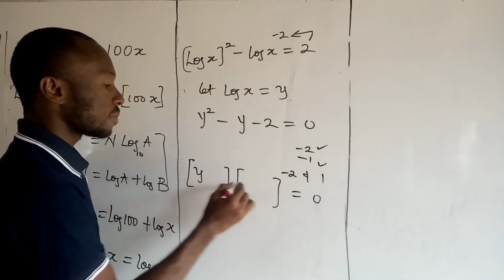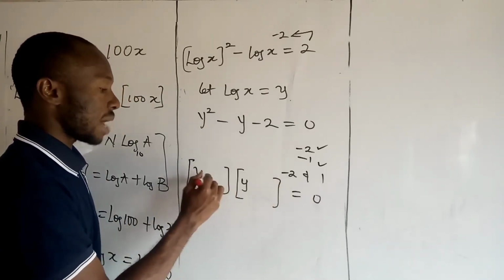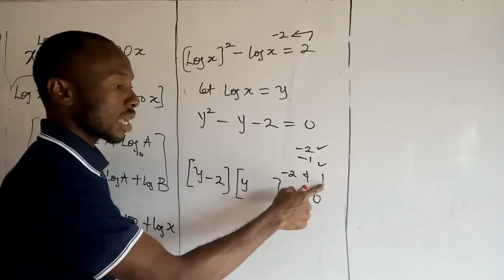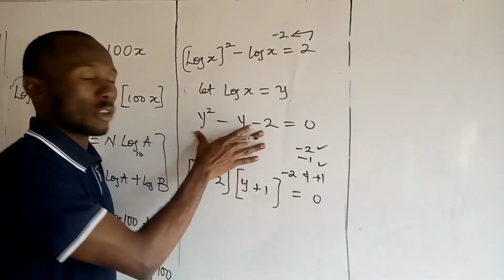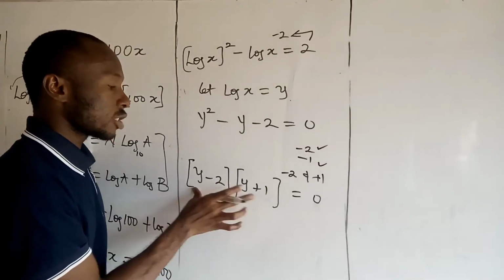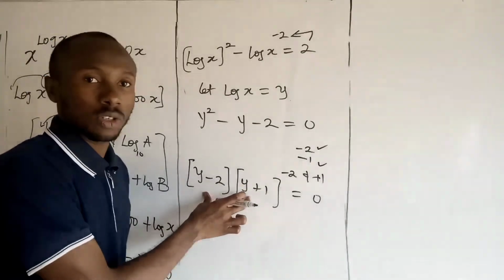So I have y and I have y here. So it's going to be minus 2 here for this guy. And of course, this is positive 1. Okay, this is how we solve the quadratic equation. Now you see that these two guys are product of each other to 0.